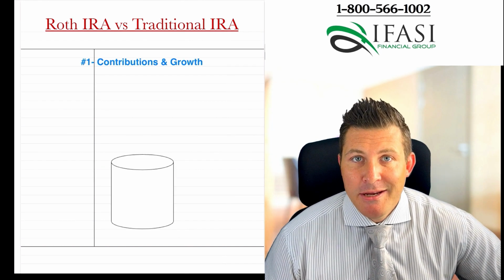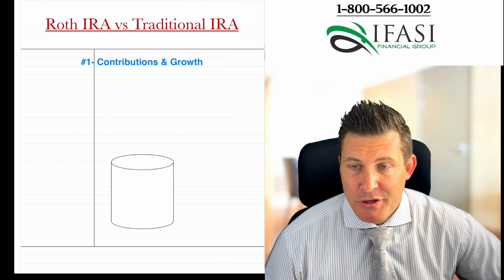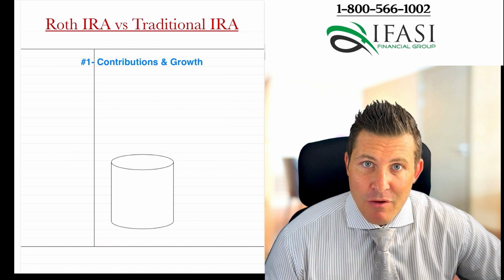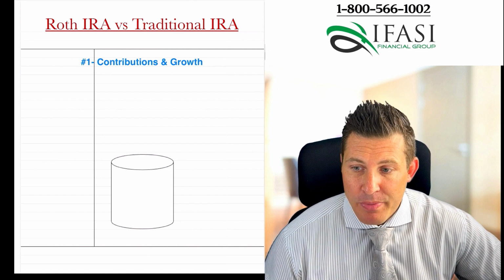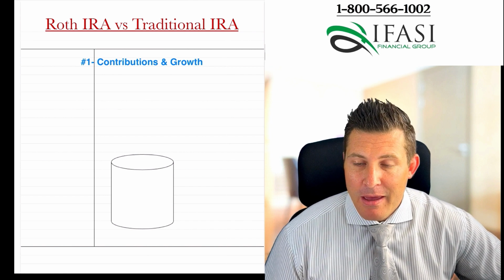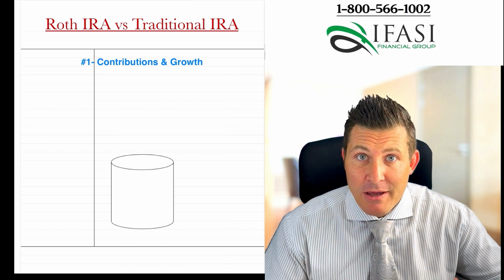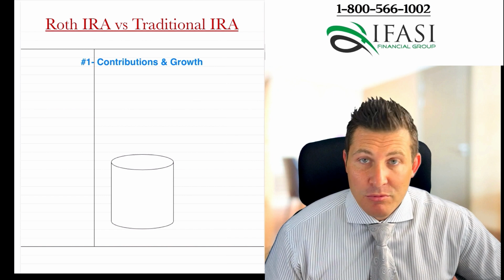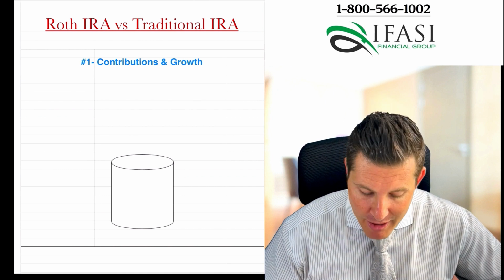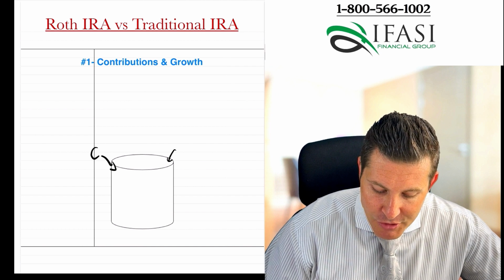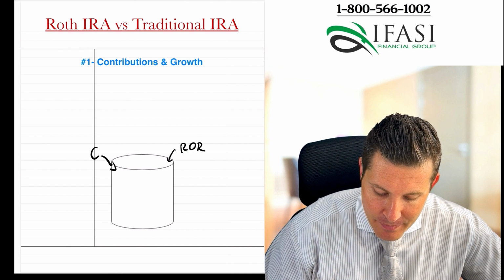So the number one key takeaway between a Roth IRA versus a traditional IRA is understanding the contributions versus how these sorts of accounts grow. If you look up at the screen, you see a bucket, and I want you to think of any sort of account like a bucket. The way this bucket grows, for either a Roth IRA or traditional IRA, is by the contributions that someone's placing into this plan, and then also the rate of return that's coming back.